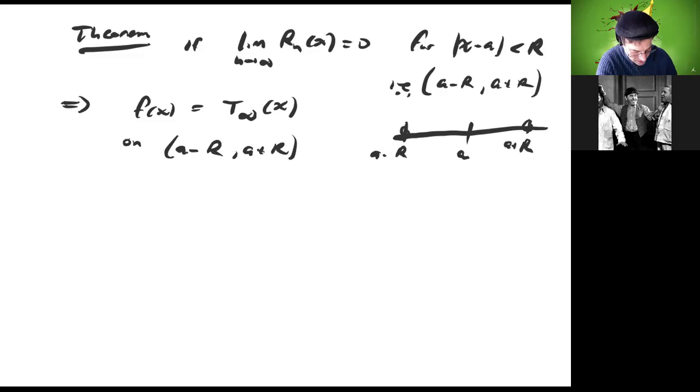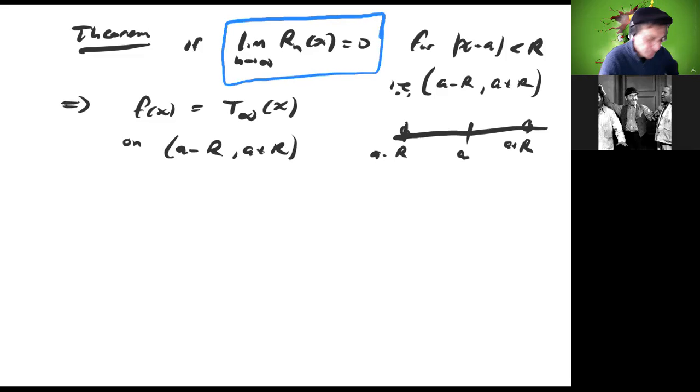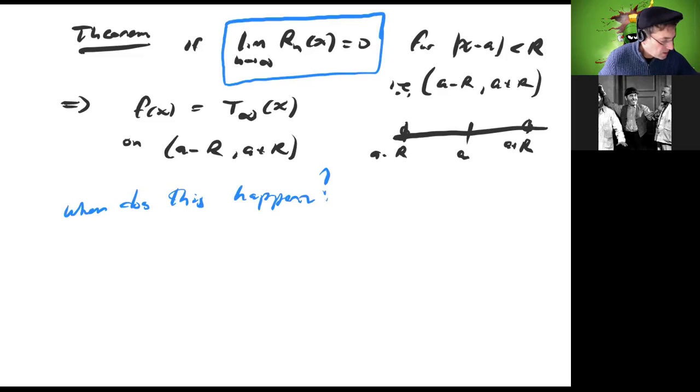So we need to find criteria for deciding when this is true. So when is this true? When does this happen? That's the question. So now we get to an important result, which tells us when this happens. Let me state it. It's called Taylor's inequality.